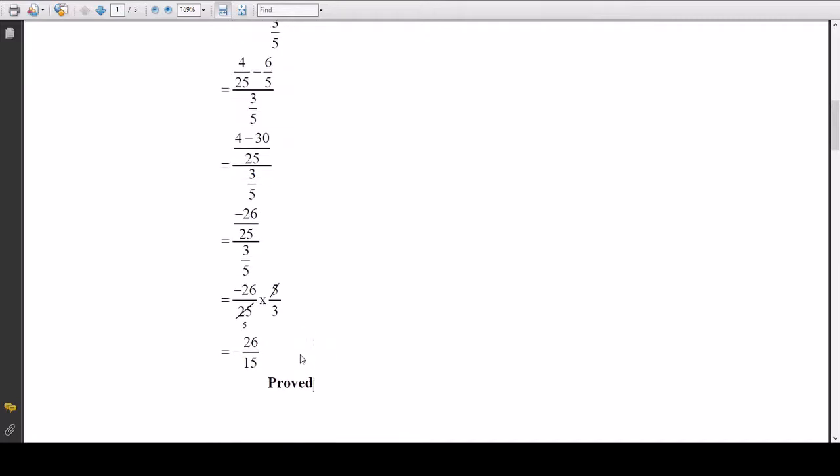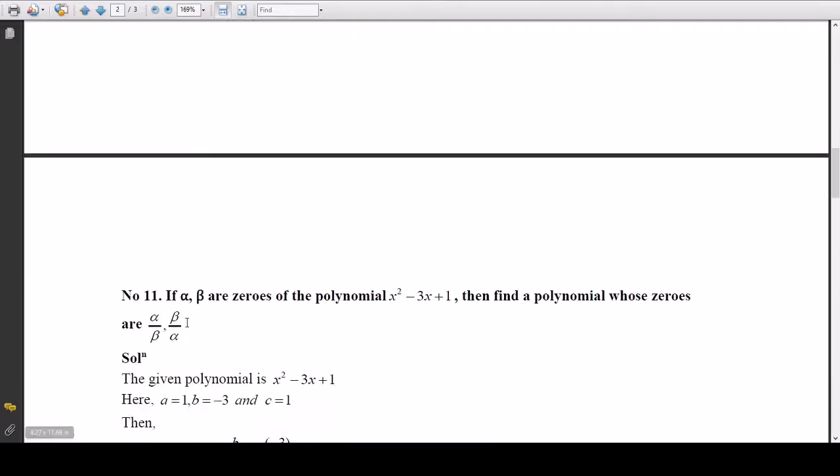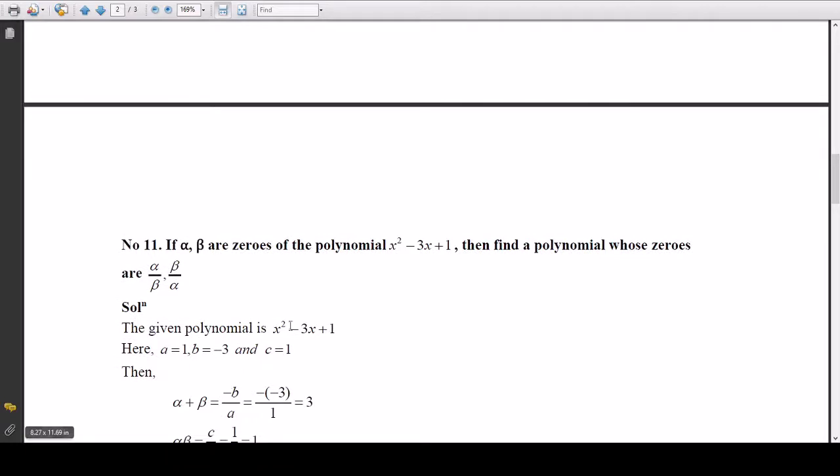Now we're going to the next one, number 11. If alpha and beta are the zeros of the polynomial x squared minus 3x plus 1, then find a polynomial whose zeros are alpha by beta and beta by alpha. Okay, how will we proceed with this? Again we'll take the given polynomial x squared minus 3x plus 1. Find out the values of a, b and c. From here we got a is 1, b is minus 3, c is 1.